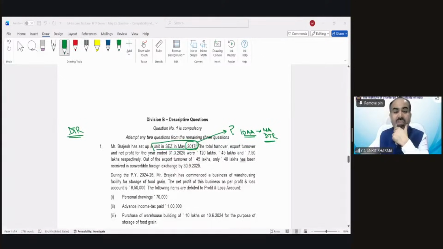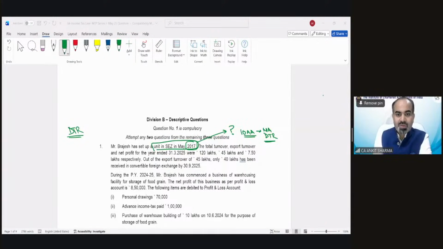So can you tell me what is the relevance of this date in case of SEZ business setup? Who will tell me? Does it have any impact? For the first 5 years, 100%. Very good, Mrs. Gayatri is correct. Because for the first 5 years, we can claim 100% of the profit deduction based on a formula. And for the next 5 years, we can claim 50%.